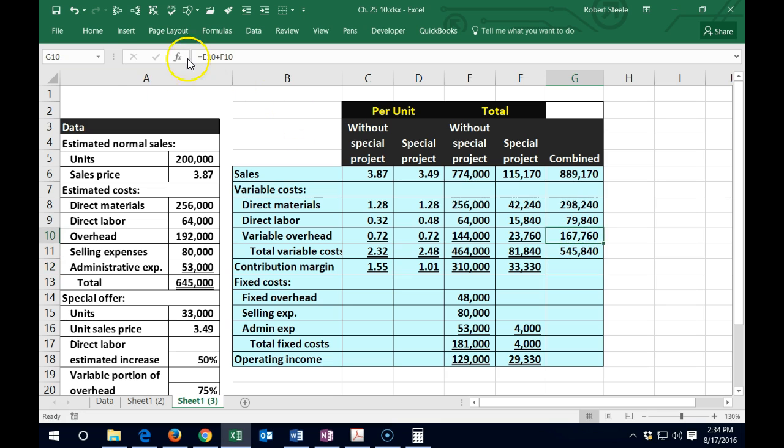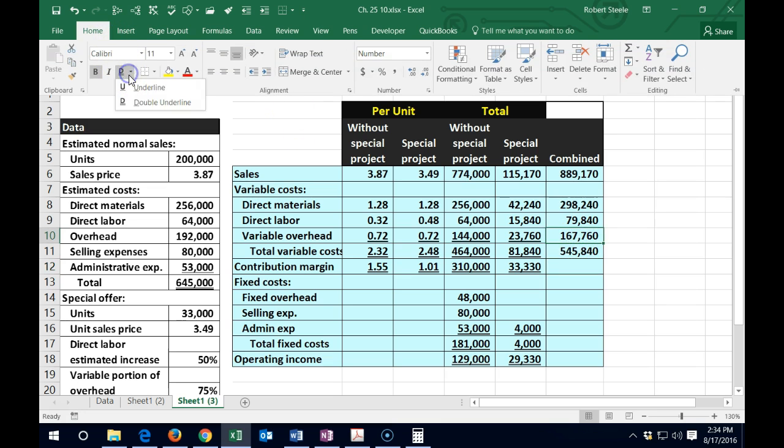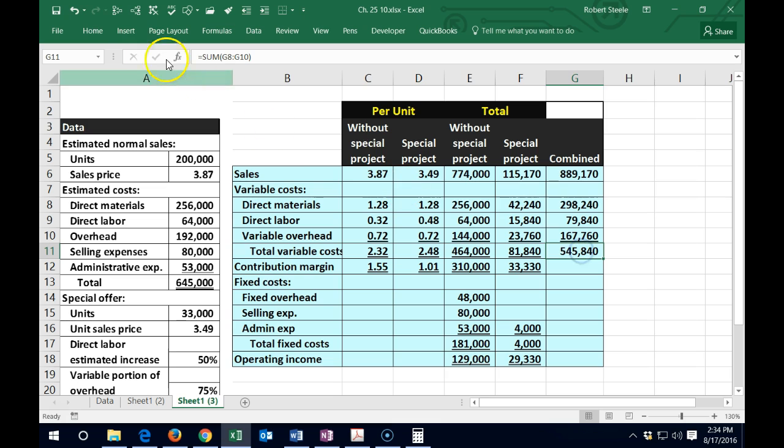And we can go to the Home tab. We're going to underline that. Underline. We're going to go to the Home tab. We're going to underline that. Then we're going to subtract out the contribution margin total. This equals sales minus the total variable costs when we combine them. We also could have added them across this way, getting the same number as we can see there on the taskbar.